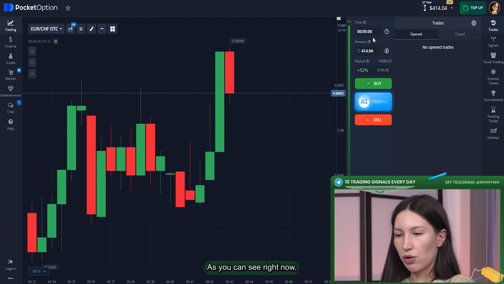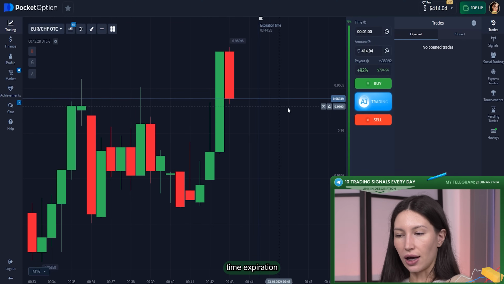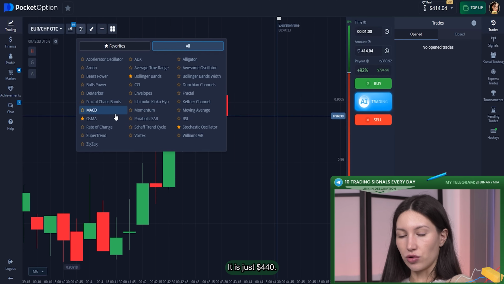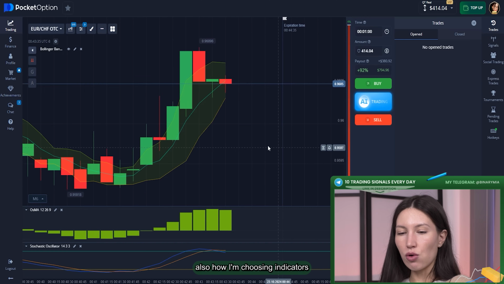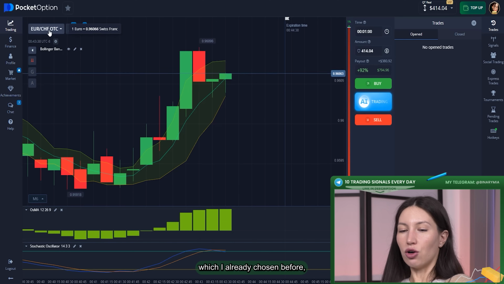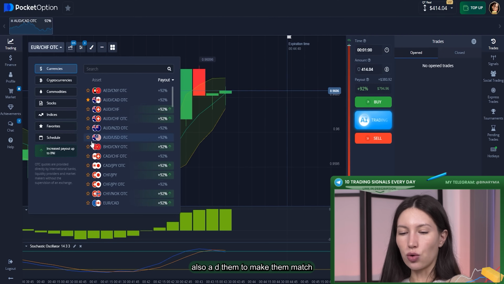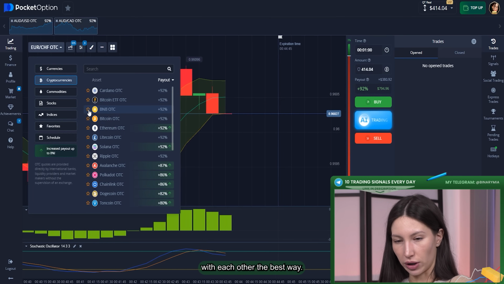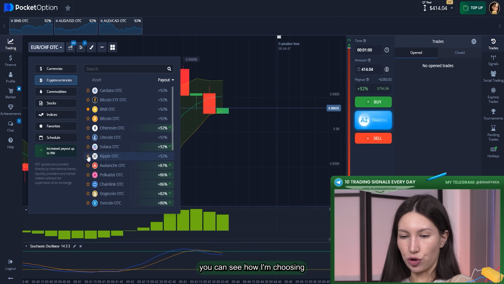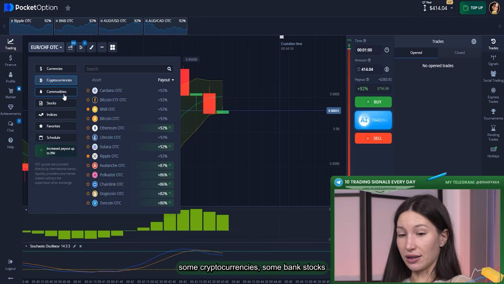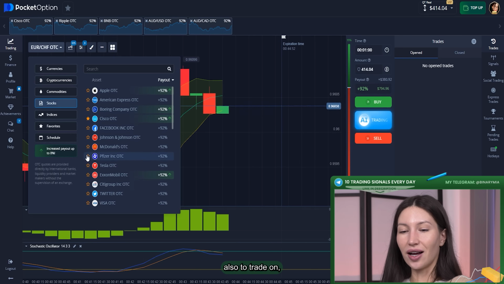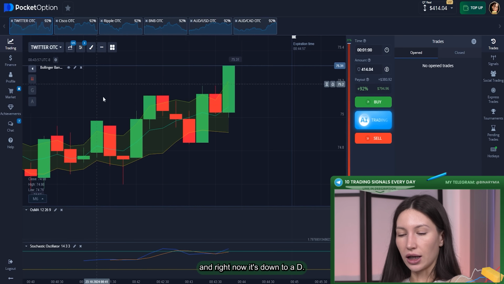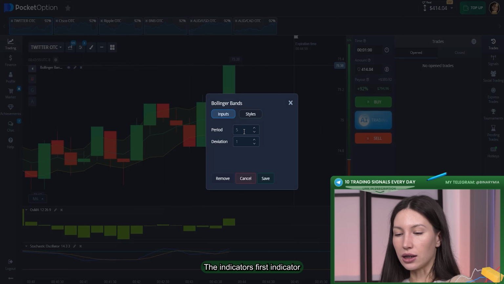As you can see right now, I'm choosing 1 minute time expiration and the amount is already set at just $440. You can see also how I'm choosing indicators, which I already chose before, but I need to edit them to make them match with each other the best way. Also, you can see how I'm choosing some cryptocurrencies, something from stocks also to trade on, of course with the highest percent of payout here on Pocket Option. And right now it's time to edit indicators.